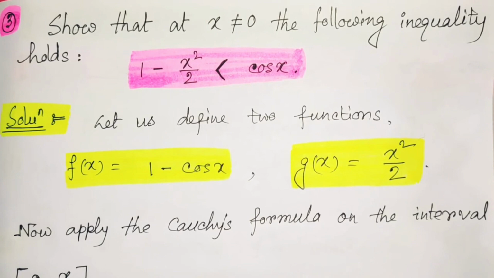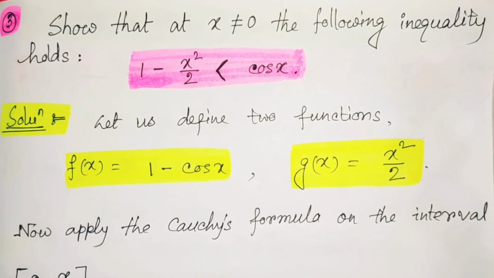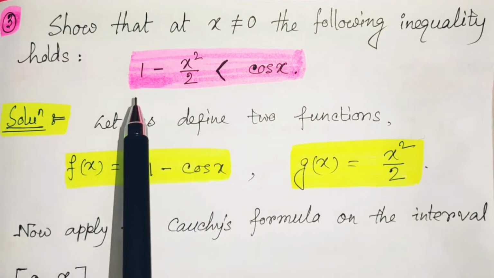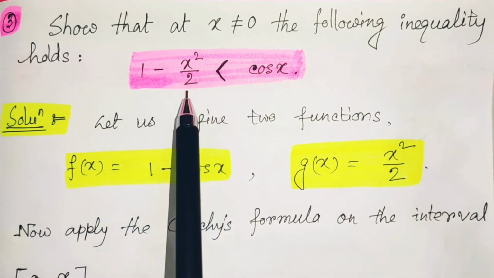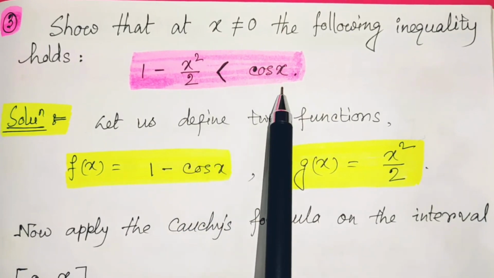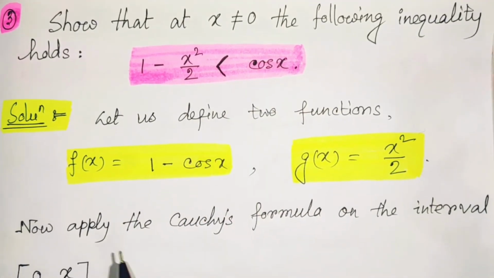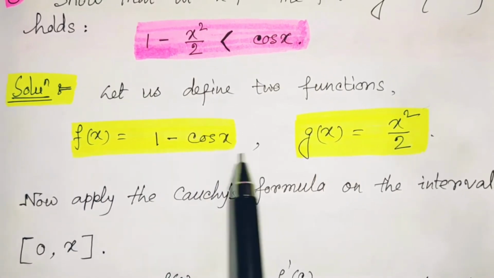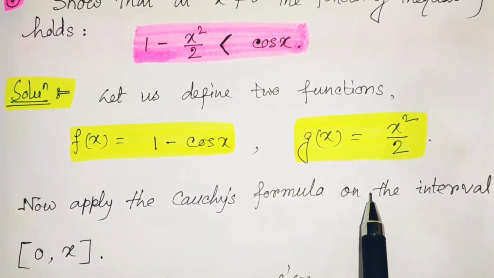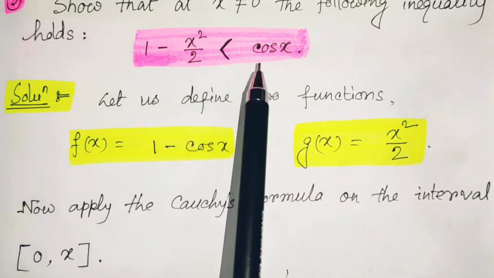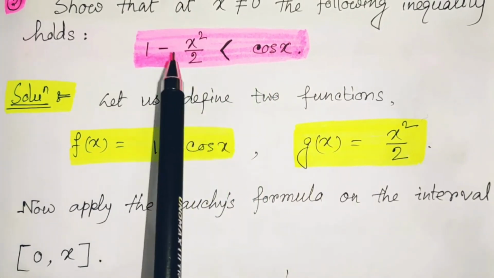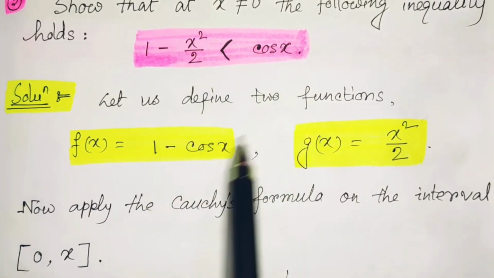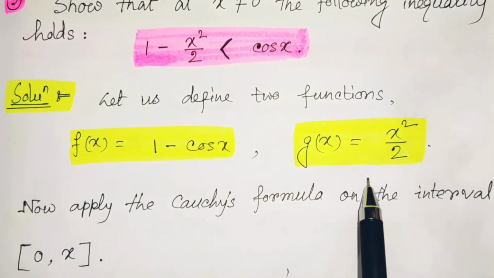Here is one more example: for x not equal to 0, the following inequality holds. The inequality is 1 minus x square by 2 less than cos x. So what to do? Again we construct two functions. Let one function f(x) be 1 minus cos x and another g(x) be x square by 2. So we take 1 minus cos x as f(x) and x square by 2 as g(x).